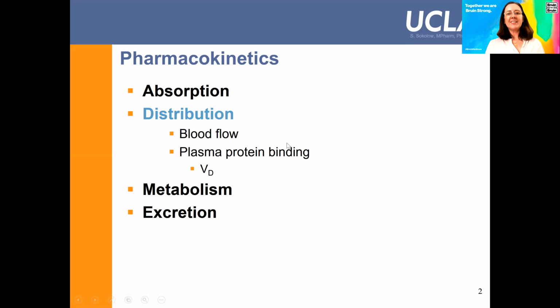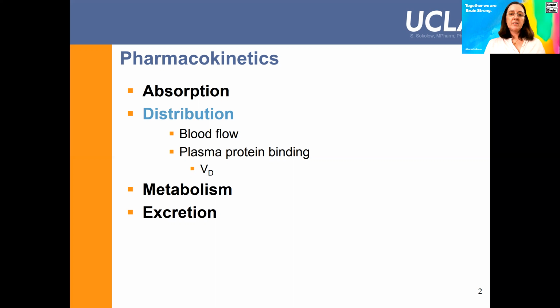So today we are going to talk about the second step of pharmacokinetics. If you remember, there are four steps in pharmacokinetics. The first one is absorption, the second one is distribution, the third one is metabolism, and the fourth one is excretion. In the last module, we talked about the parameters that can affect the absorption of a drug, and today we're going to talk about the parameters that can affect the distribution of a drug.